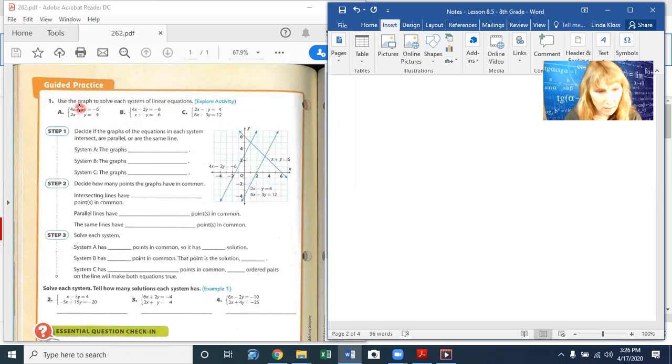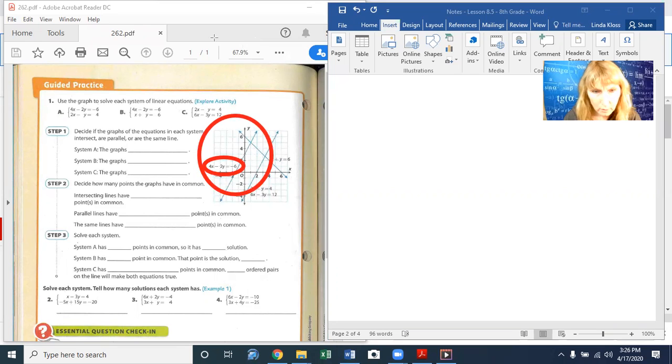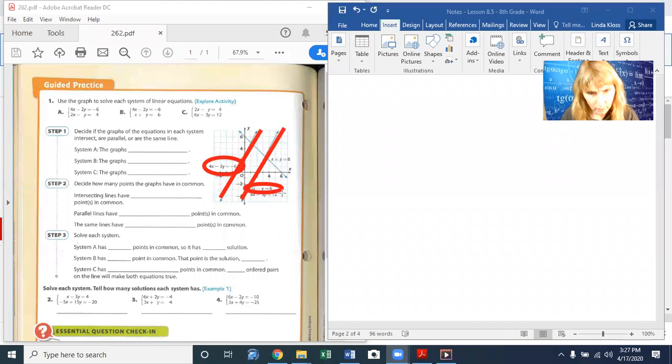So system A, let's look at that. That's 4x minus 2y. I'm going to circle that. So 4x minus 2y equals -6. That's this one here, which is the line going this way. So that is this line right here. And the other one is 2x minus y equals 4. That's this line right here. We can circle that.